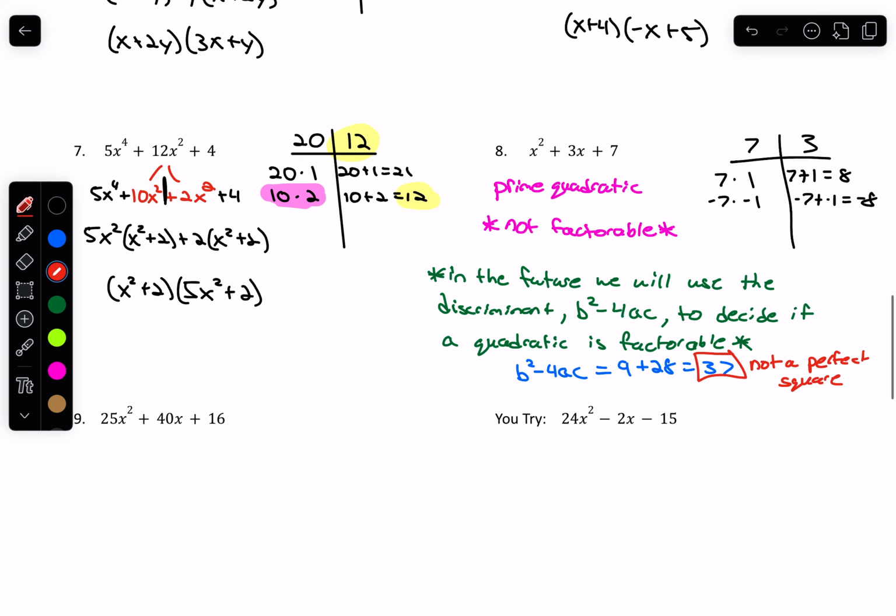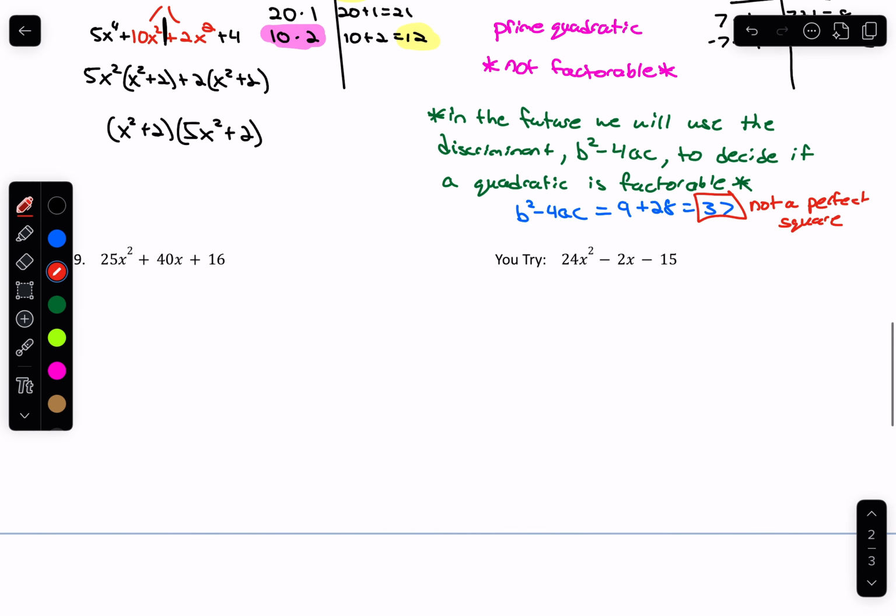That one looked innocent, and then it ended up being challenging. But number 9 is just legitimately challenging. So first thing, no GCF. We check 25, 40, and 16, can't pull any numbers out. So then we make a t-chart, and we proceed as normal. 25 times 16 is 400, and the b term is 40. Notice that 400 is very large.